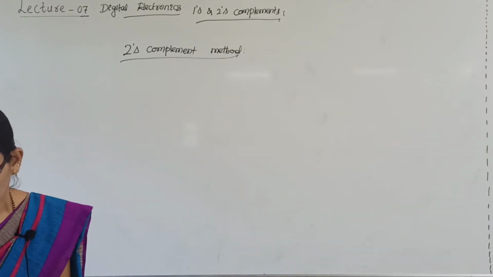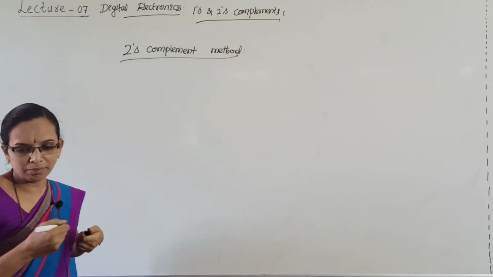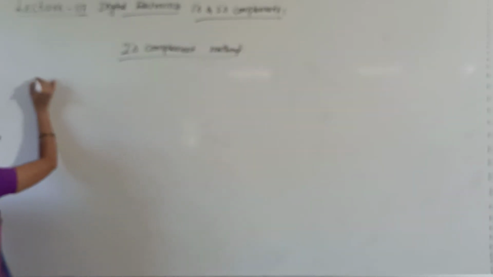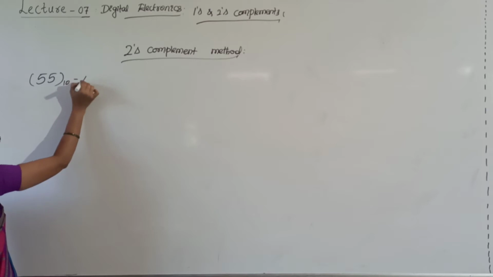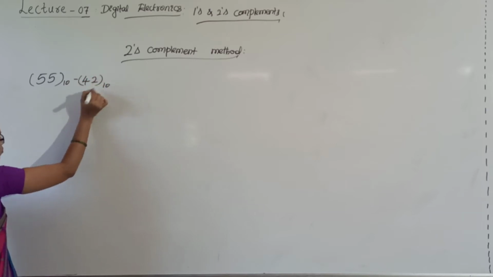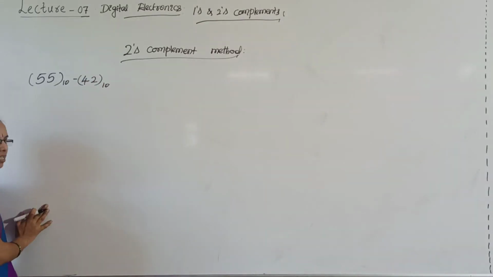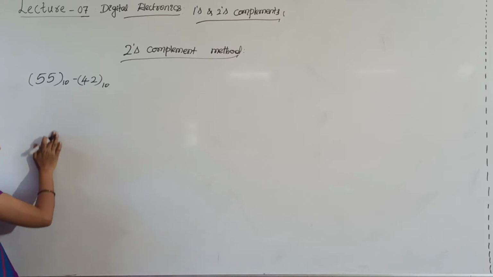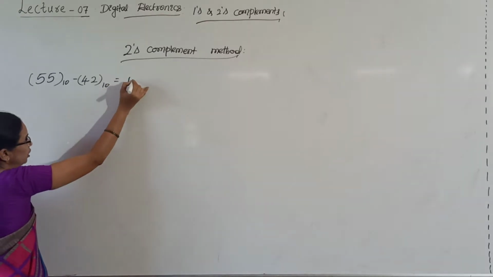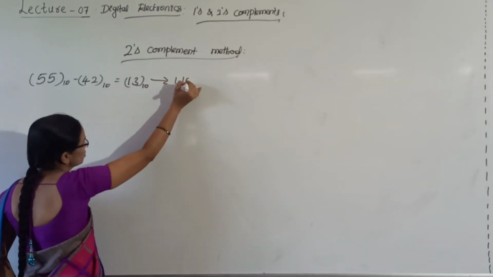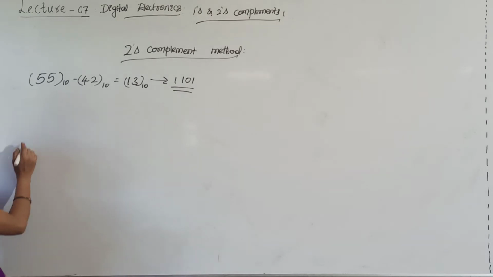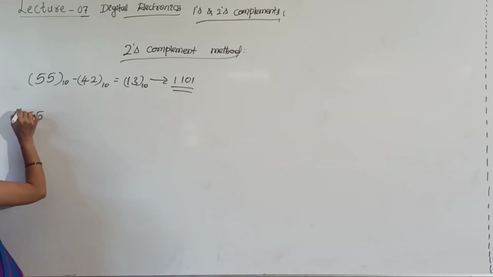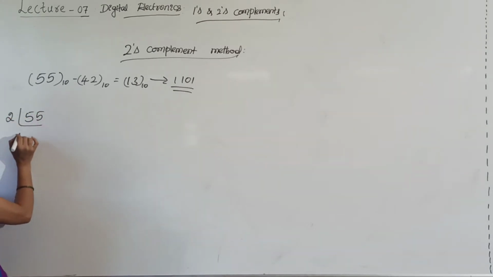We have some exercise problems, that is 55 minus 42. Any number you can take and do it. 55 minus 42 should be 13, and the answer should be 1101. Let's check using the 2's complement method of subtraction. I have to convert 55 into binary.